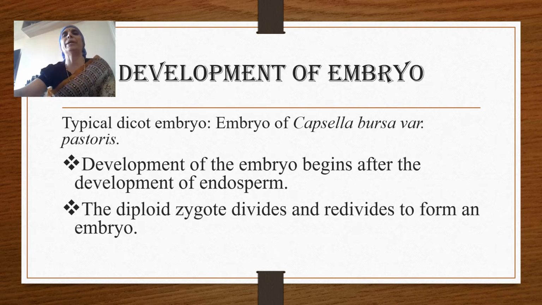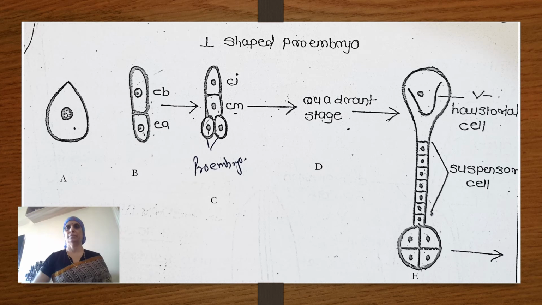Development of the embryo begins after the development of endosperm. It's already clear. The diploid zygote divides and redivides to form an embryo. Now let us start with the development of the embryo, which takes place after the formation of the endosperm. In this case, no endosperm formation is taking place. This type of embryo development is also called crucifer type of embryo development because Capsella bursa-pastoris belongs to Cruciferae, which is now called Brassicaceae.